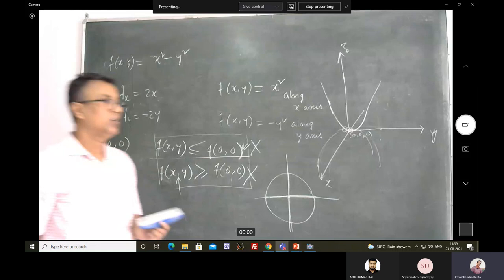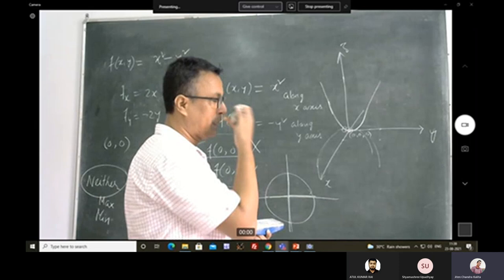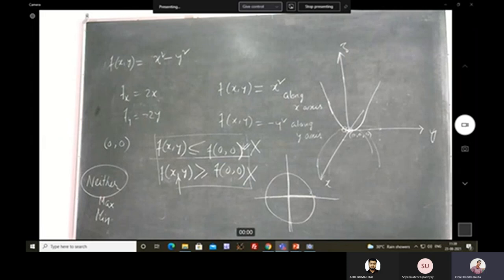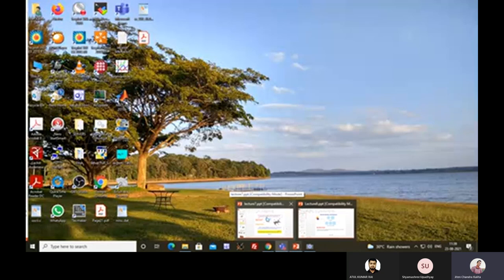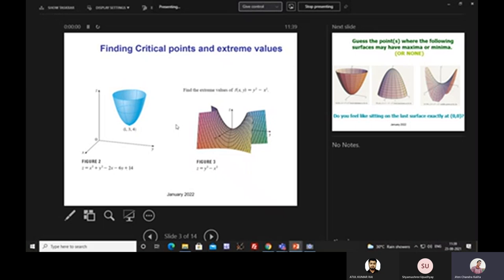So this kind of point has special names. They are called saddle points. So we'll come to that later on. But for your perusal, let me show you the figure.